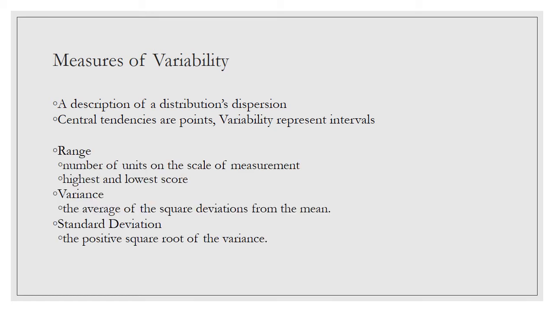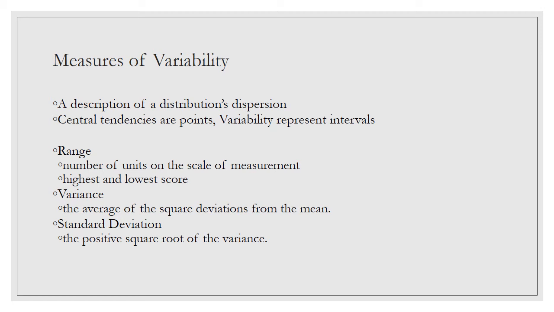The three most commonly used measures of variability are the range, the variance, and the standard deviation. The range gives the number of units on the scale of measurement to include the highest and lowest scores. This is typically a very unstable measure of variability. It's just a quick and rough estimate of the variability of our scores. The variance is a mathematical computation. It's the average of the squared deviations from the mean. We'll go into this in a moment.